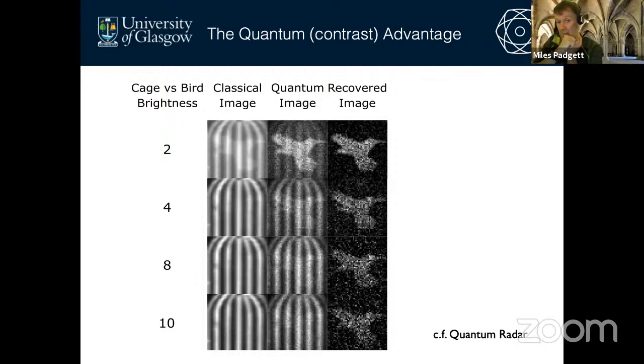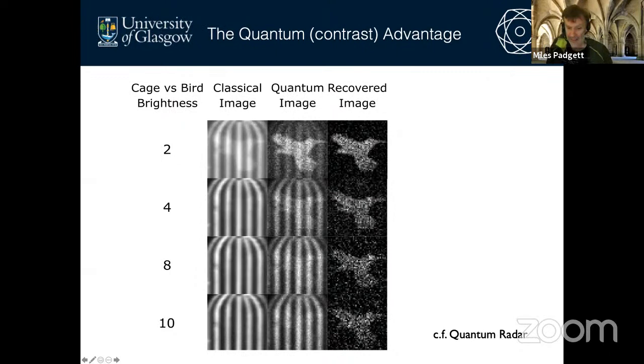So this is all experimental data. And then what we're doing, going down the rows here, is increasing the brightness of the cage with respect to the brightness of the bird. And in this case, we get up to a point where the cage is 10 times brighter than the bird. Given the low signal to noise generally due to the low light levels, the bird is now no longer visible at all, I would say, in the left-hand image. But then when we apply our AND gating operation between the signal and idler, followed by the subtraction, we pick out the bird once again.